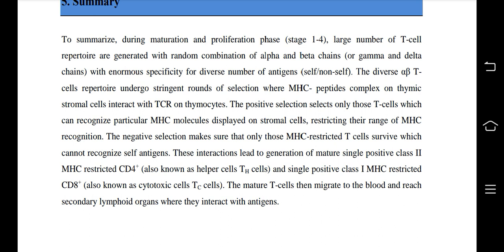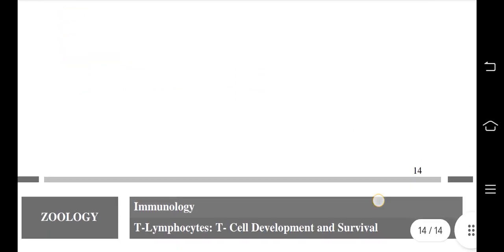and single positive class 1 MHC restricted CD8 plus, also known as cytotoxic cells or TC cells. The mature T cells then migrate to the blood and reach secondary lymphoid organs where they interact with antigens.